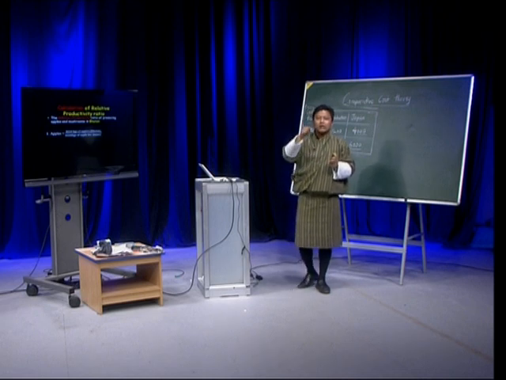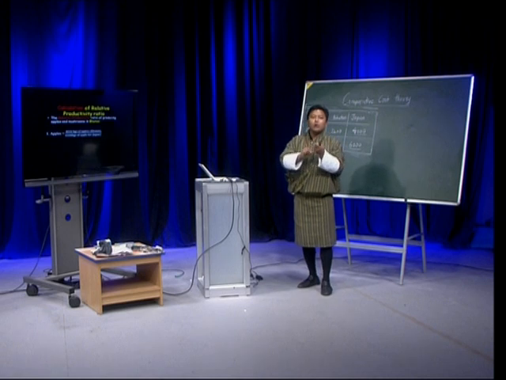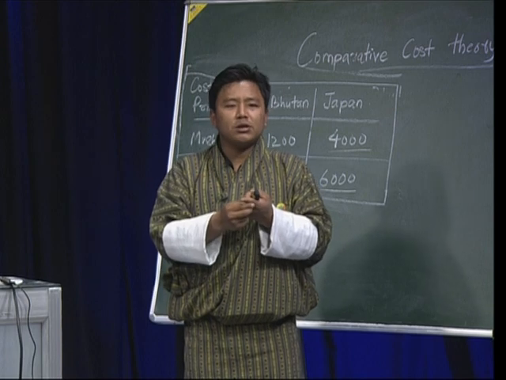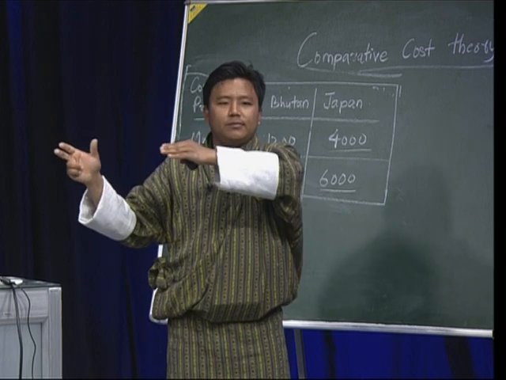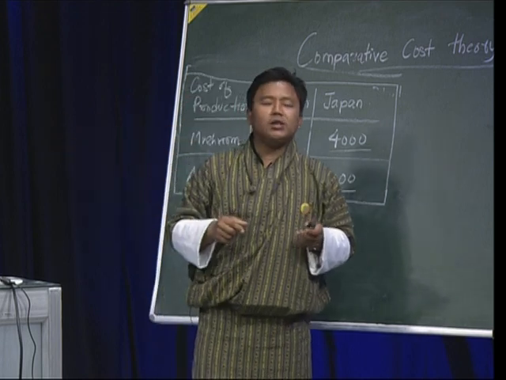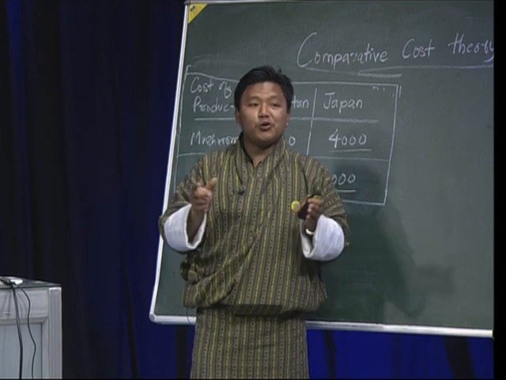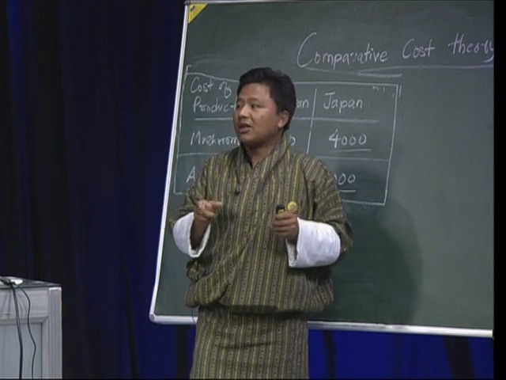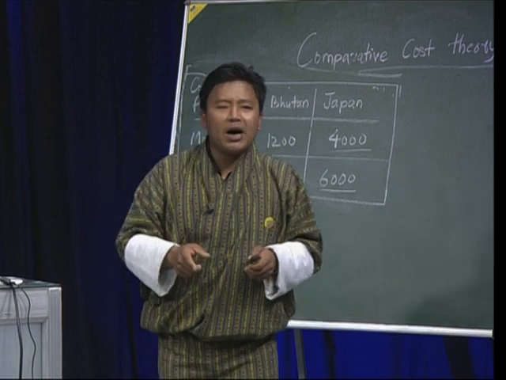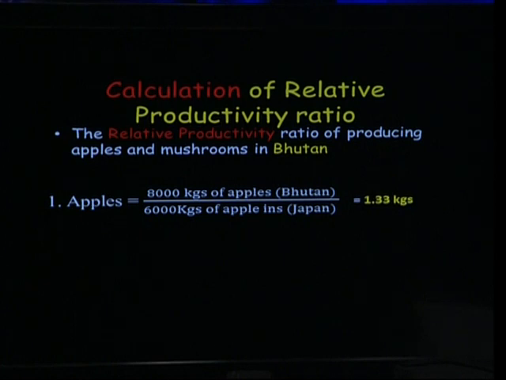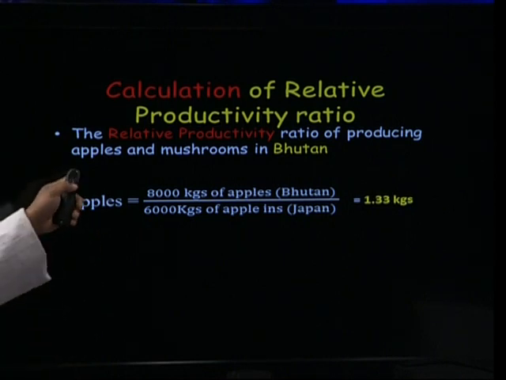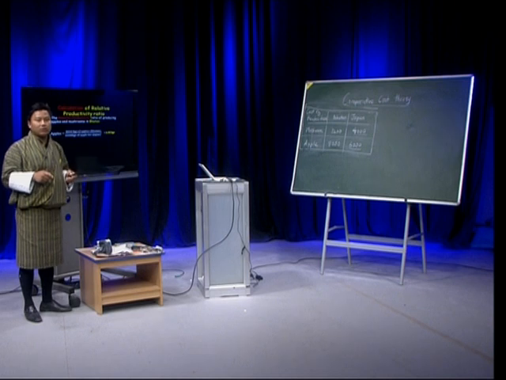If we are to find the relative productivity ratio of Bhutan, we have to keep the unit of production of any commodity in the numerator, and then in the denominator we have to keep the other. So we are finding the relative productivity ratio of producing apple in Bhutan. So 8,000 kg of apple divided by 6,000 kg of apples. So the answer is, the relative productivity ratio of producing apple is 1.33 kg.